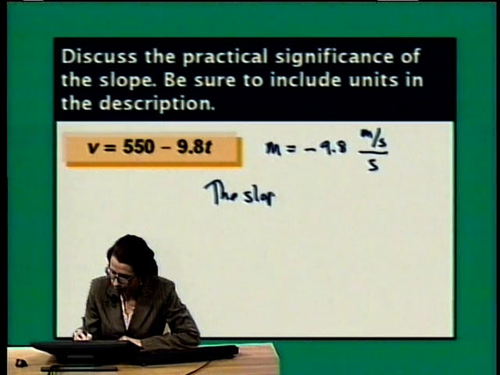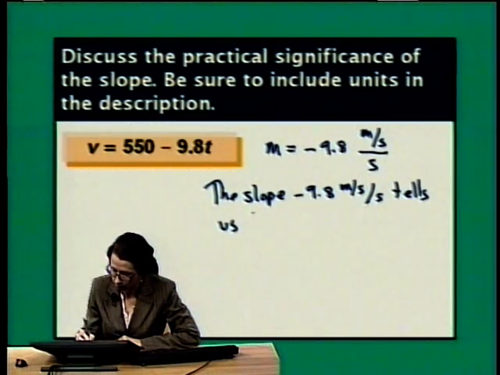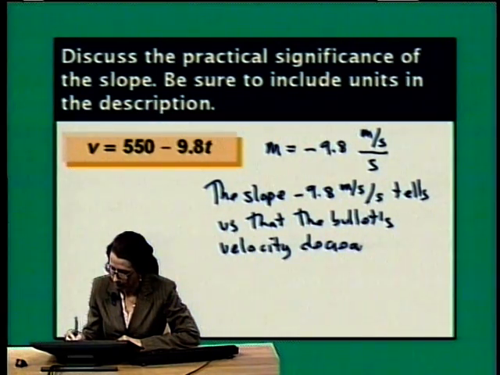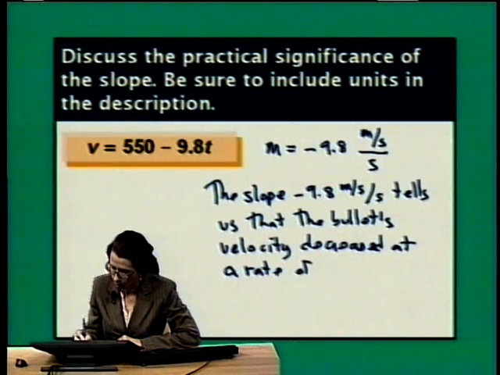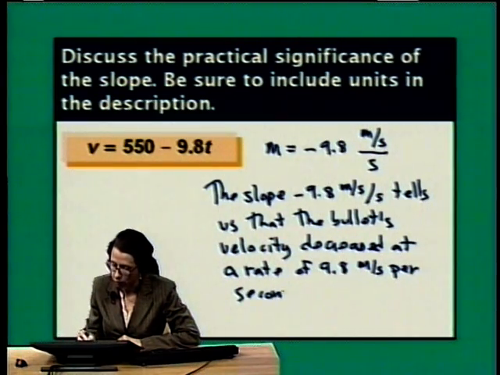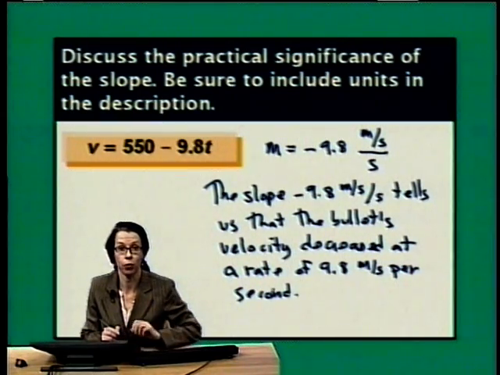So the slope, negative 9.8 meters per second per second, tells us that the bullet's velocity decreased at a rate of 9.8 meters per second per second. So each second, the bullet was going 9.8 meters per second more slowly.